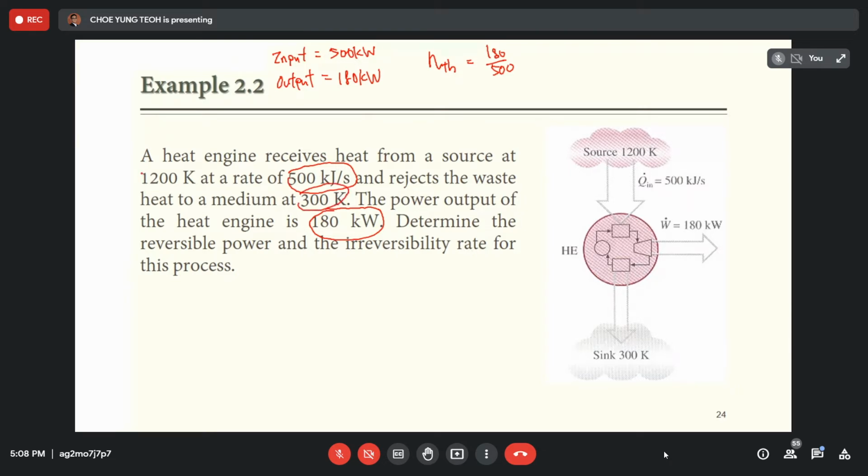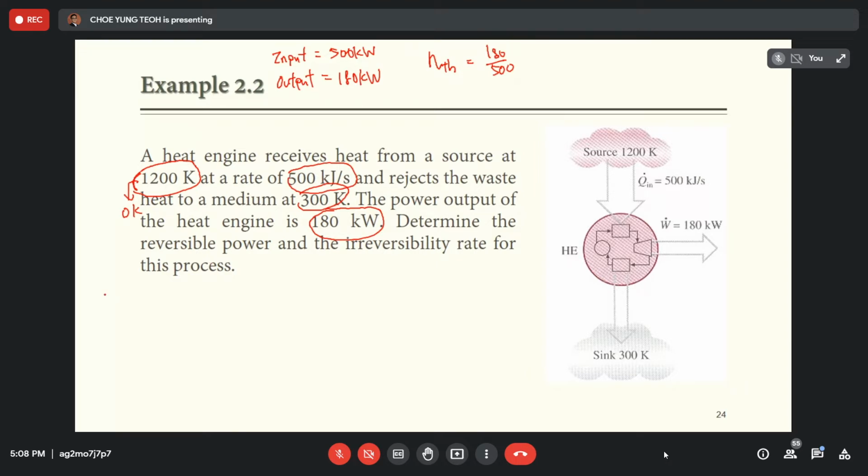So that this 1200 Kelvin will never drop to 0 Kelvin. Okay, so you are only able to produce 500 kilowatt if this 1200 Kelvin of heat is totally released, which is dropped to 0 Kelvin. But we know that's not possible because the environment is 300 Kelvin. Okay, so the maximum possible temperature drop is only 900 Kelvin.